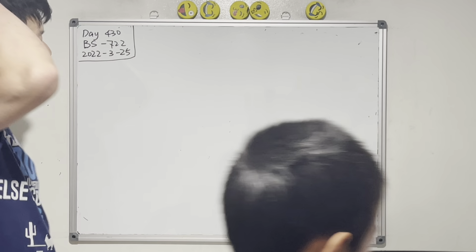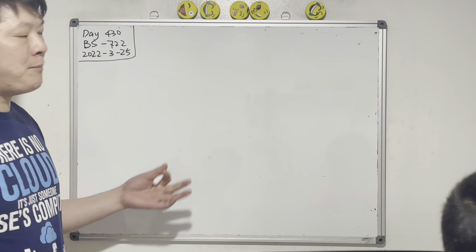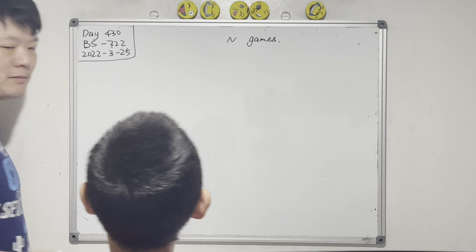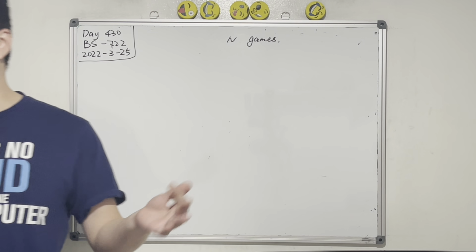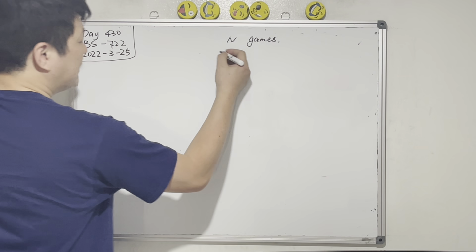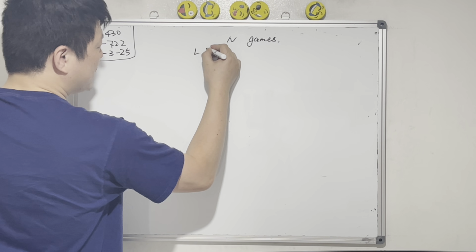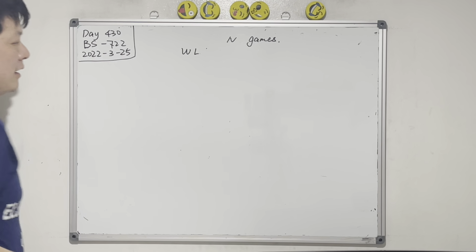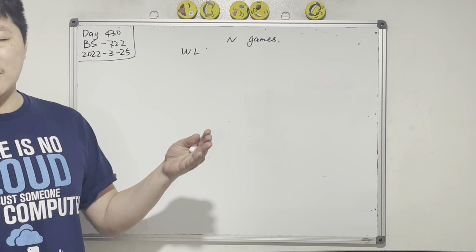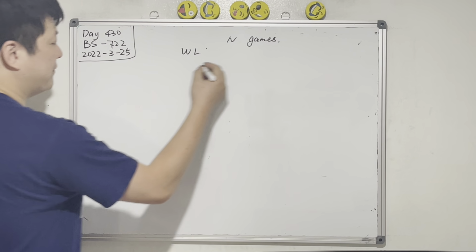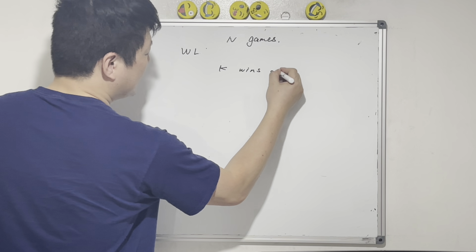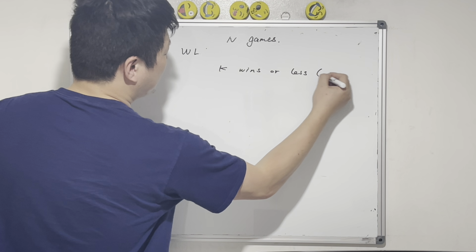Okay, so look, if we play n games, and for each one there are only two kinds of outcome. You either win or you lose, right? So how many ways can you have this consecutive k wins or less, but it has to be consecutive.